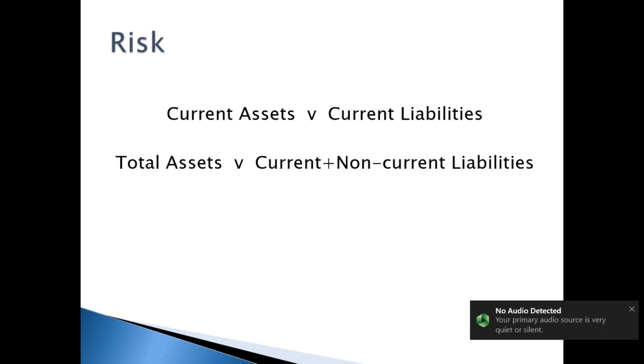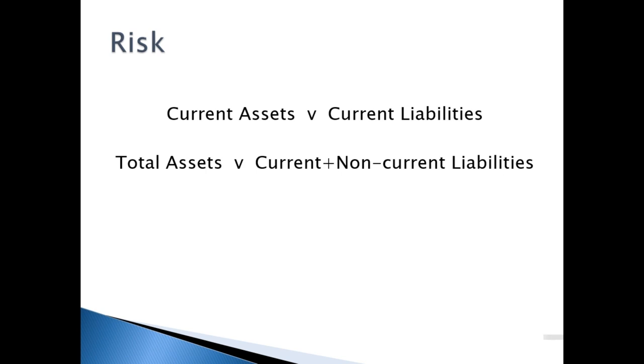Okay, so those are the assets and liabilities. The risk of a business not being able to meet its liabilities is low if the current assets significantly exceed the current liabilities, and if the total assets significantly exceed the current and non-current liabilities added together.